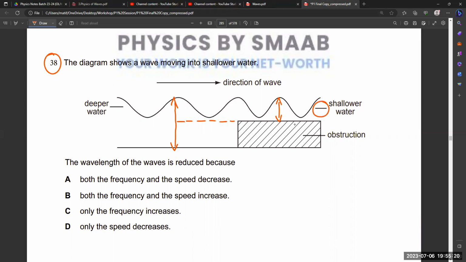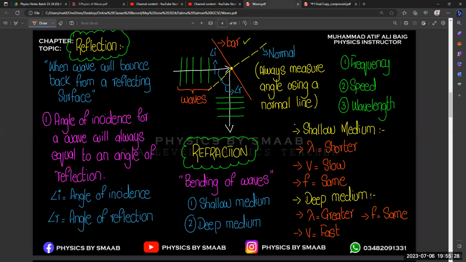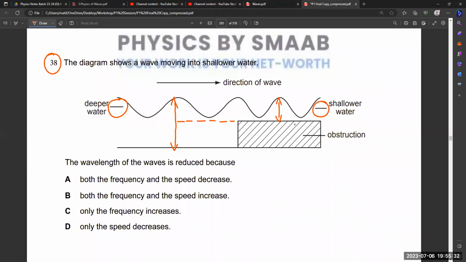Is the speed faster in a deep medium, or is it the same? Yes, speed will be faster in the deep medium. So in this question, we know that frequency remains the same. So only the speed decreases, because we know frequency remains the same.